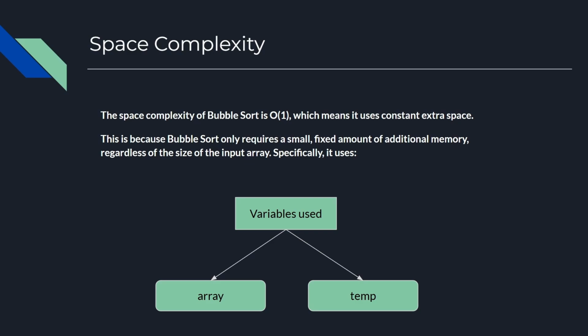So that's bubble sort. It's a straightforward algorithm with a simple mechanism of bubbling up the largest element, making it a great introductory sort. However, its O of n squared time complexity limits its use for large datasets. Despite this, it's a valuable stepping stone towards understanding more complex sorting algorithms.